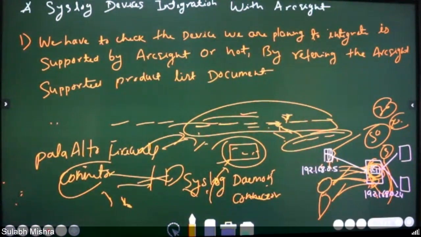It is also mentioned in the document what kind of configuration has to be done on the connector as well as on the end device. The document also explains how to configure the connector to receive the logs, as well as what configuration has to be done on the end device, because the end device will forward the logs to the connector. So we have to configure the IP address and port number on the end device, and the connector as well.